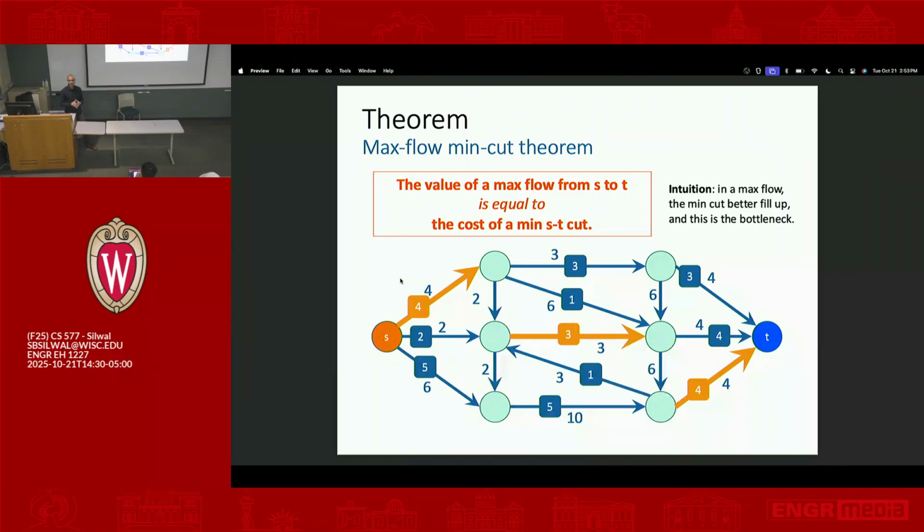Any other questions? Yeah. Exactly, yeah. So that's the other perspective. One side is trying to send as much stuff as possible, that's the flow side, and the other side is trying to find the bottleneck. And it turns out the maximum thing you can send is equal to the bottleneck. That's essentially what this is saying.